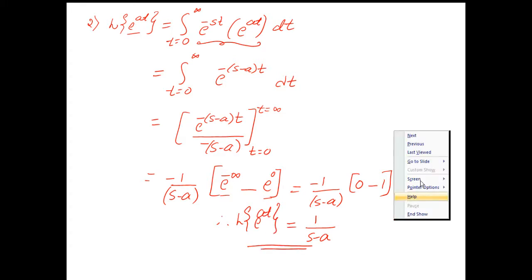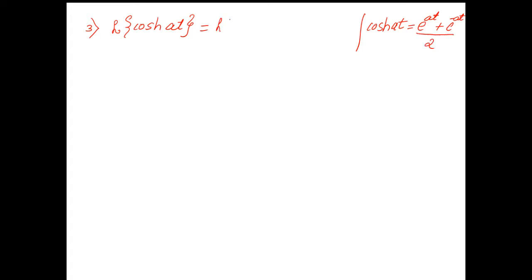Next, the third function: we will find the Laplace transform of cos h at, the hyperbolic cos function. We know that cos h at is equal to e power at plus e power minus at divided by 2. So I will rewrite the Laplace transform of cos h of at as the Laplace transform of e power at plus e power minus at divided by 2.